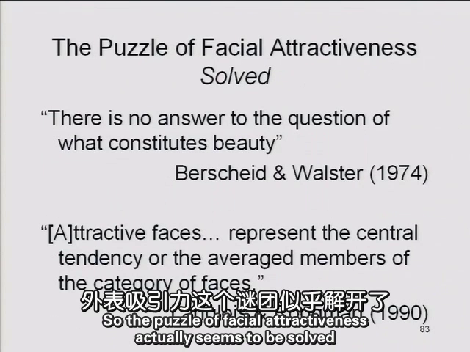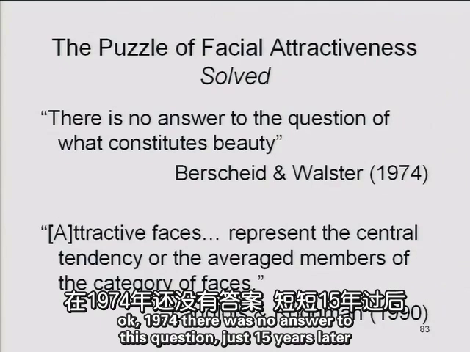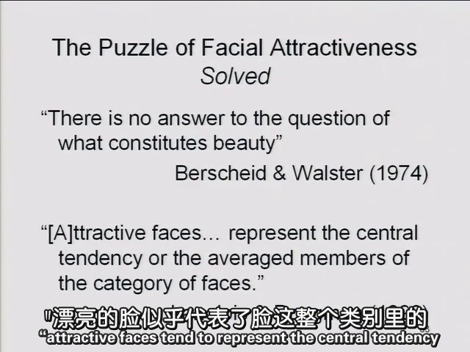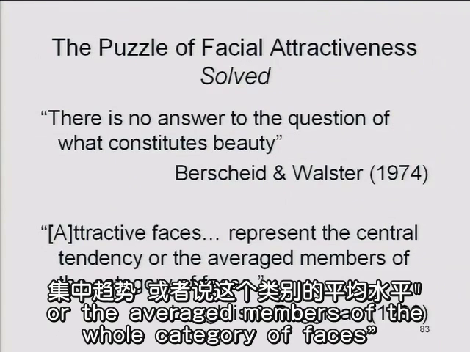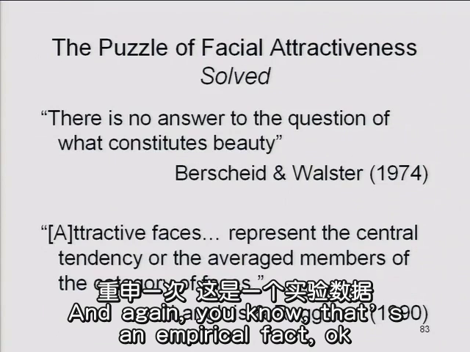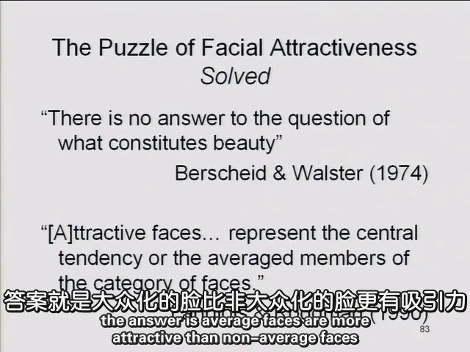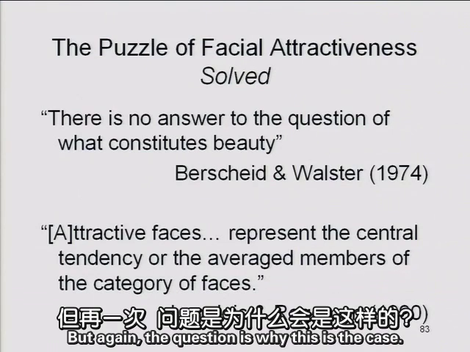So the puzzle of facial attractiveness actually seems to be solved. Okay, in 1974, there was no answer to this question. Just 15 years later, 1990, Langlois and Roggman argue that attractive faces tend to represent the central tendency, or the averaged members of the whole category of faces. And again, that's the empirical fact. If you want to know what determines facial attractiveness, the answer is average faces are more attractive than non-average faces. But again, the question is why this is the case.